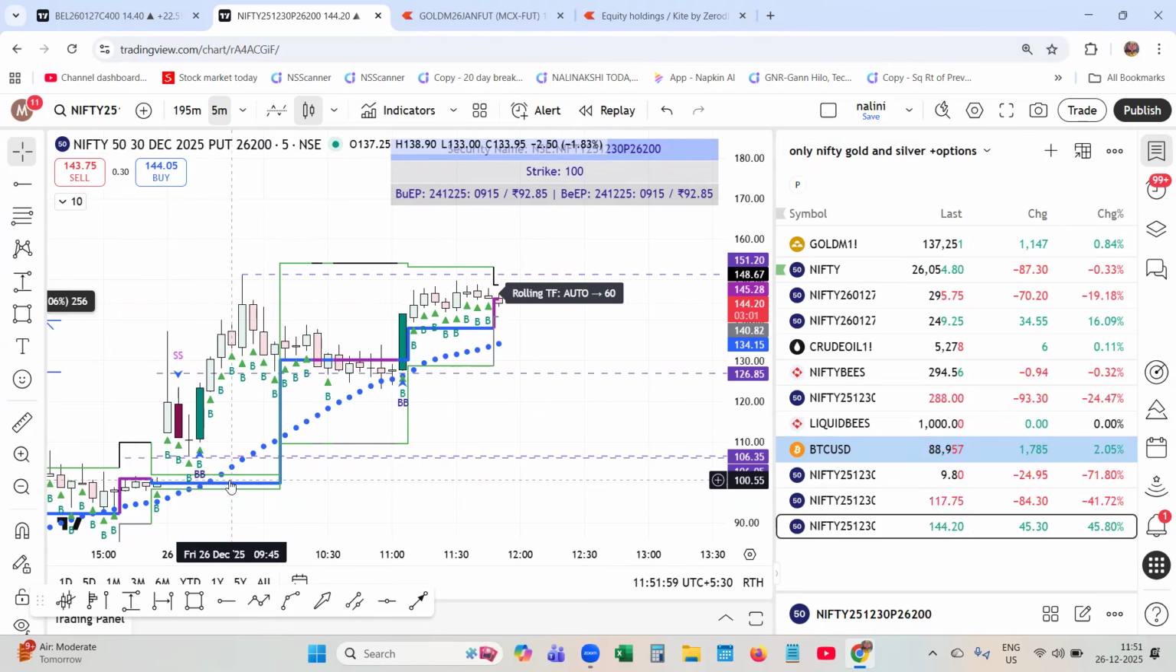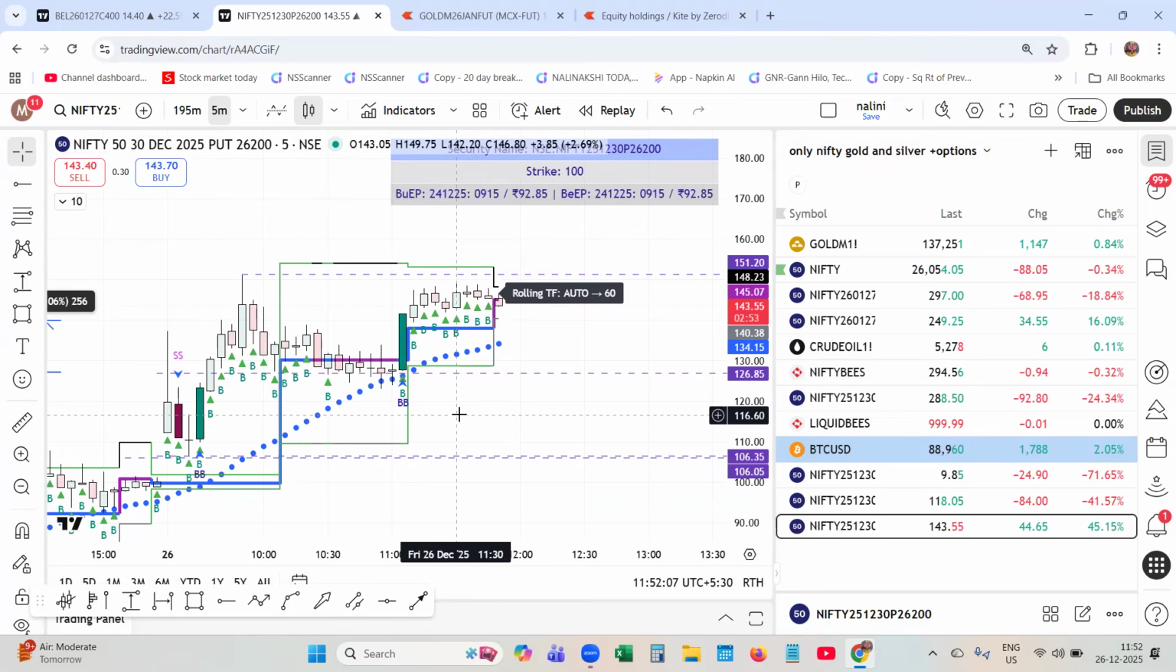So friends, this is how it is with the help of rolling pivot and episodic pivot. Your trade becomes very smooth and you can guess the direction and be properly in that direction. You can trade in that direction.